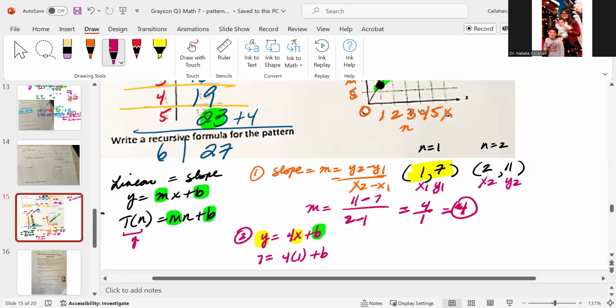This part is y. This part is x. Looking at this part right here, what is your y? What is your x? 1. Now plug that into that equation. What should it be? Well, then let's go.